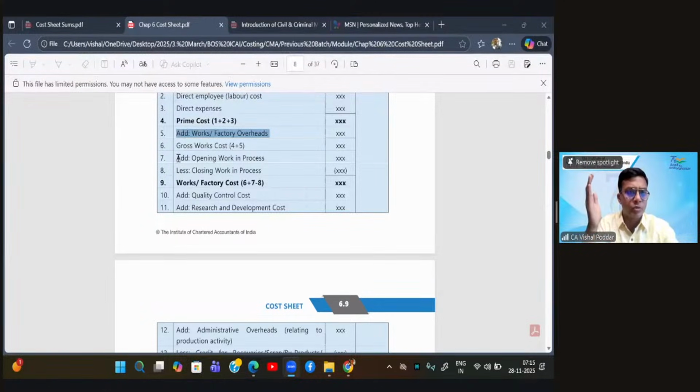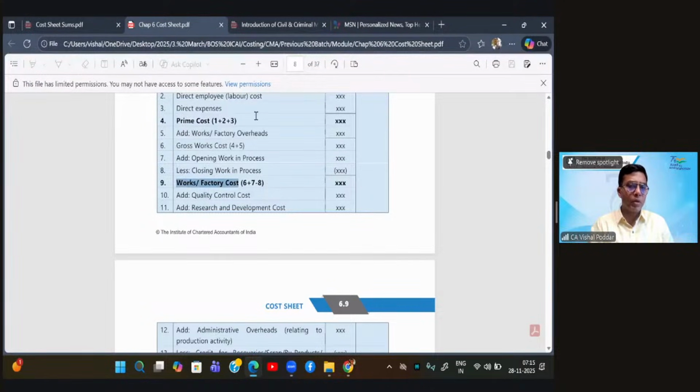So visualize, students. The moment you are visualizing the factory, the moment you are visualizing the work, understanding all these things will be easy. So in the factory, what is the stock available at any given point of time? It is of those final products which are still not complete, which are under production. We call them work in progress. So again, to this gross works cost, you add opening WIP, you less closing WIP. So you get the final works cost or final factory cost.